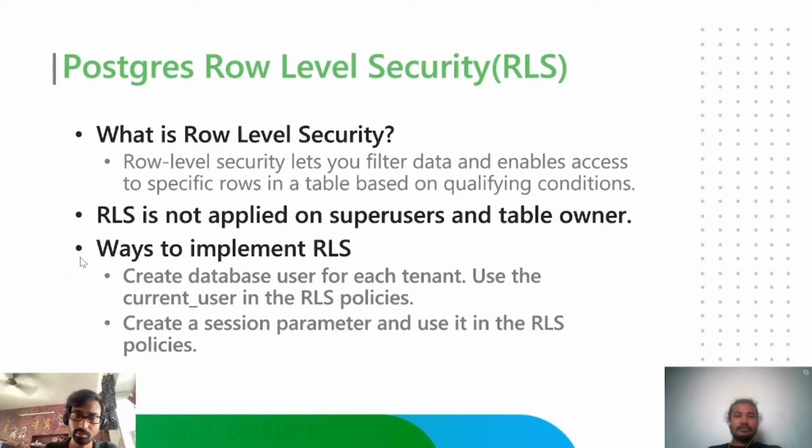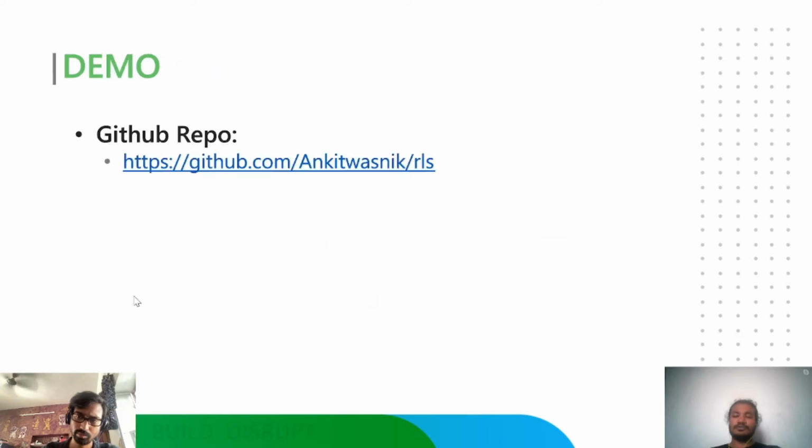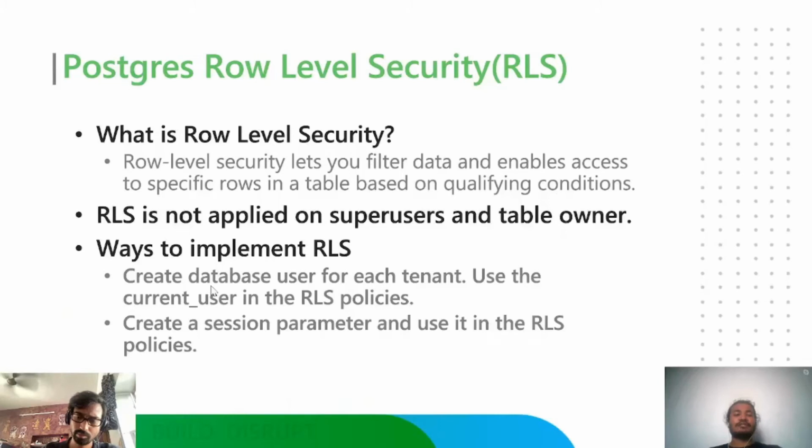So there are two ways to implement row level security. You can create a database user for each tenant, and use this user in the row level security policies. If you have 10 tenants, you can have 10 database users, and whenever a request comes for a particular tenant, you use the database user for that tenant to fetch the queries. So in the policies you can use current_user, which is provided by Postgres, to filter the data.